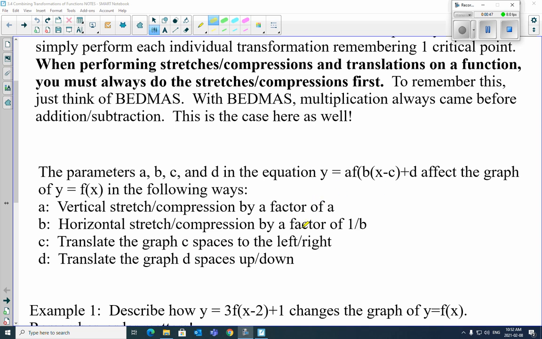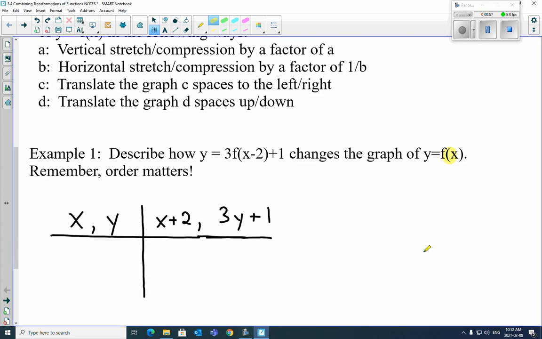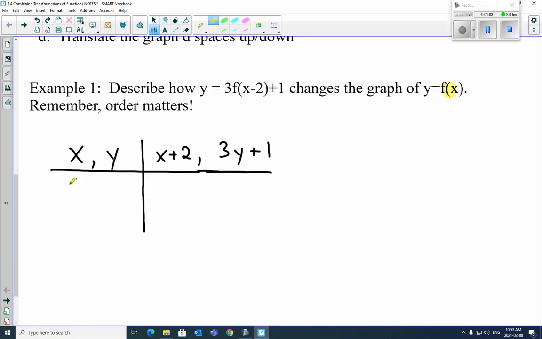Okay, so here it is. We got a graph. Describe how y equals 3f(x minus 2) plus 1 changes the original graph. So there's the original graph. We don't have any points for this, but you could list the points. One of the easiest ways is, whatever graph you had, you list your x values, you list your y values, and you get them from the graph.